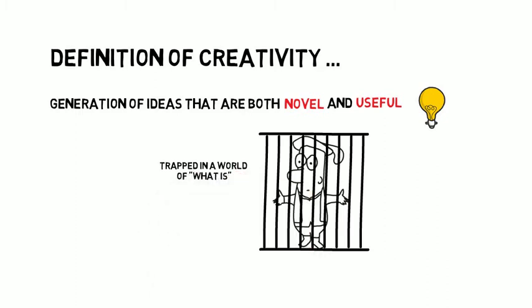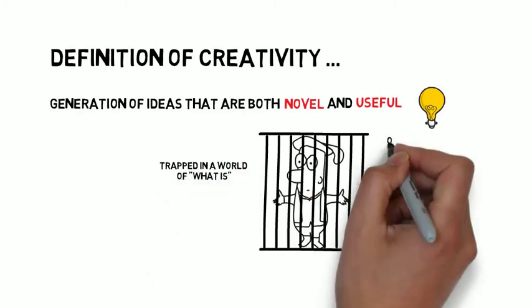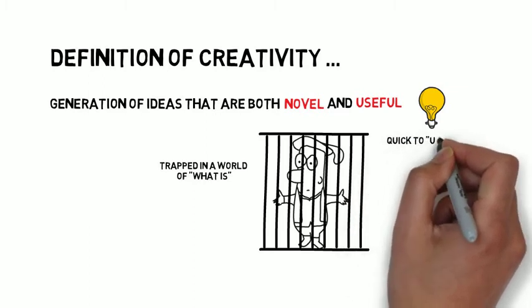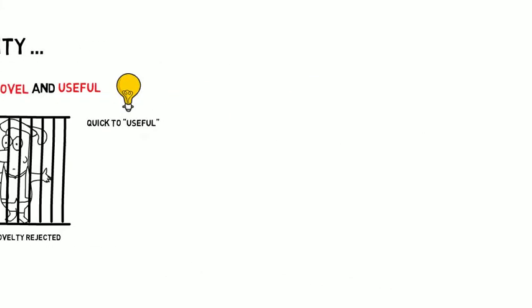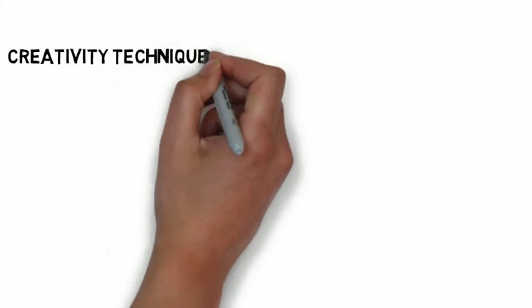So as adults, when it comes to generating creative solutions, we jump very quickly to a useful idea, and then once we're trapped in this world of what is, find it almost impossible to reverse novelty into it. Almost every fibre of our being is going to reject that intrusion of something that clearly doesn't fit. So creativity techniques, if they're going to overcome this entrapment, inevitably involve two key steps.